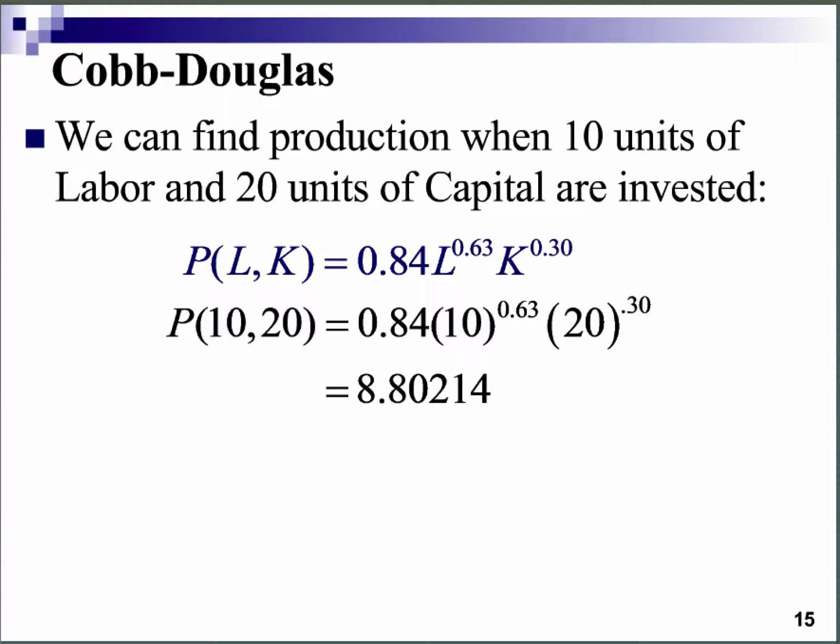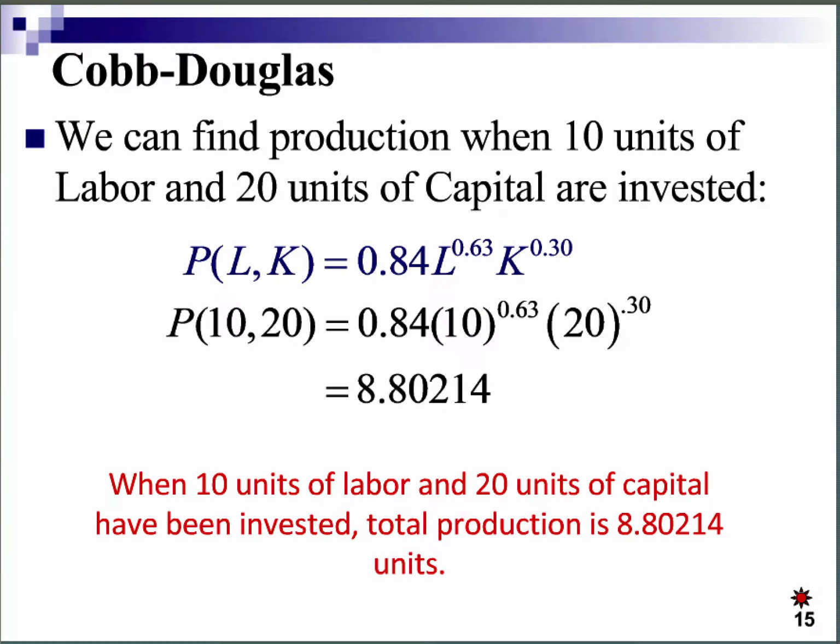Just make sure that you can get an accurate result, because you'll need accurate results when you put your numbers into WAMAT. Now, this is the value of that function at 10, 20. The way we would interpret that is we would say that when 10 units of labor and 20 units of capital have been invested, the total production is 8.80214 units, or items of production. Don't be thrown off by the 8.8 portion. Remember, this could be measured in millions, so this might be millions of items produced.